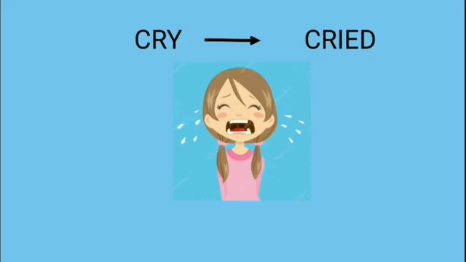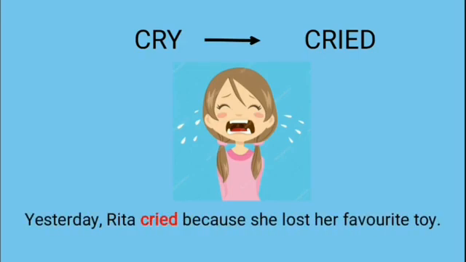So when we use this word cried in a sentence, we may construct our sentence as: Yesterday Rita cried because she lost her favorite toy. So Rita cried yesterday because she lost her favorite toy. Here we're talking about Rita crying yesterday, right? We're talking about something that has happened in the past. All right, children? I hope so far you're clear.